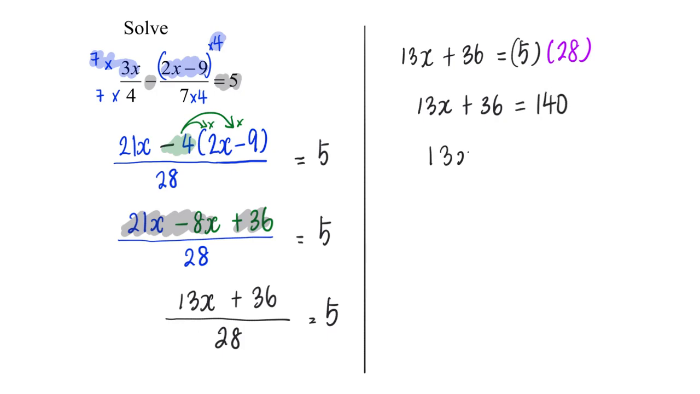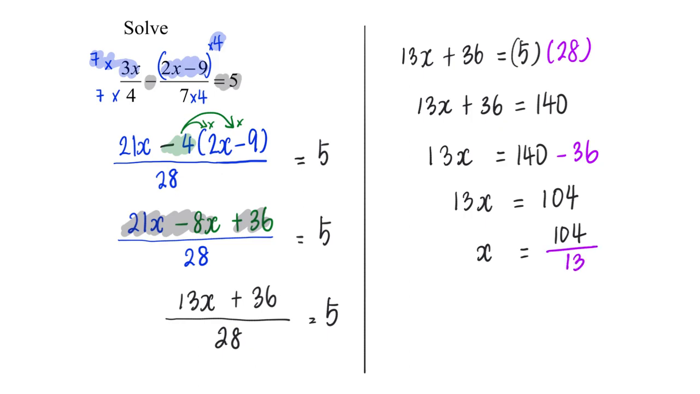So slowly I'm finishing. You can see that I'm going to minus 36 on both sides. And this will give me a value of 104. So finally, I'm going to divide by 13 on both sides. And I will get my answer as 8. And we are done with this question. All right.